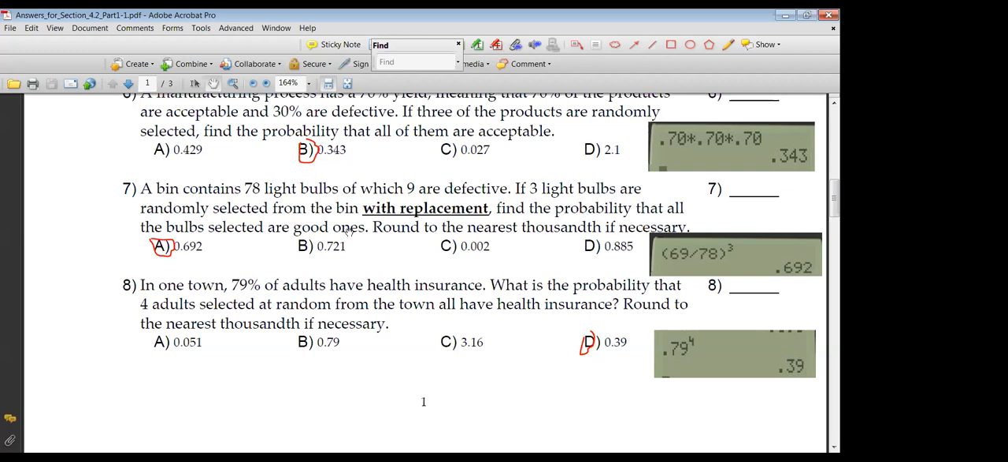Well, first time out, favorable over total. If 9 are defective, 69 out of 78 were good. I pick a good one out, I put it back in. Guess what? It's the same thing. Probability of me getting a good one again is 69 out of 78. I take it out, I put it back in, replacement. Guess what? The probability of me getting another good one is the same probability, 69 out of 78. Now here, I multiplied them all out. Here, I actually raised this to the third power on my calculator. And if you don't know how to do that, just YouTube it. If I have time, I'll show you at the very end. I call it the carry key. 69 out of 78 raised to the third power, 0.692.